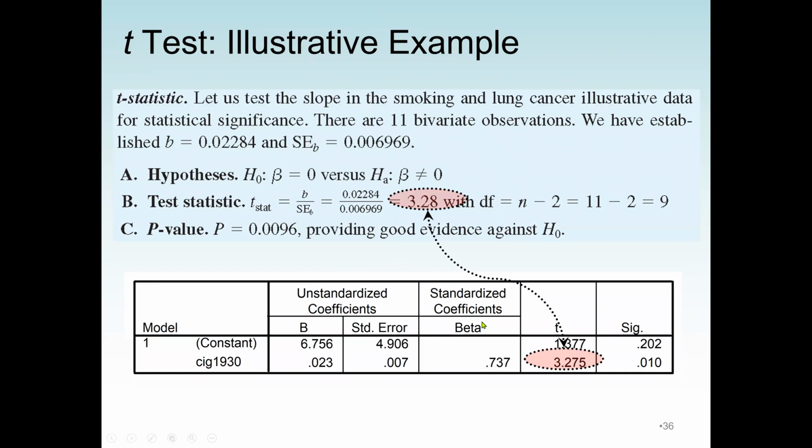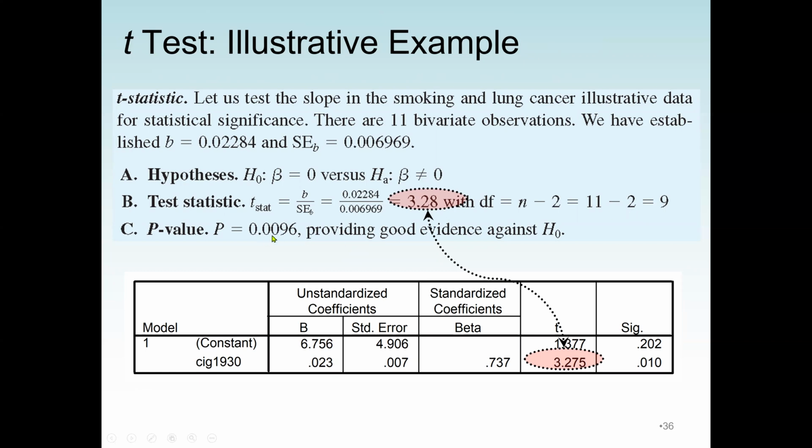Then we test it with our hypotheses. Here we have H0 versus slope not equal to 0. Remember the t-stat is b over SE. We know the b value already, the slope, and we know the standard error from the previous step. It's actually written here again, so this is the standard error. We plug in and we get the t-stat. Degrees of freedom is 9. So with 3.28 and 9, we can find the p-value.